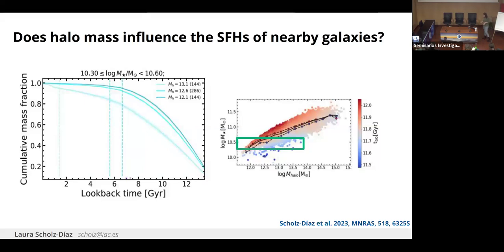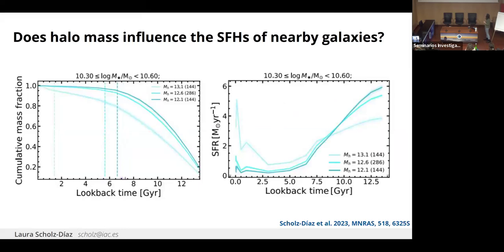And this is in very good agreement, so I'm pointing at this again with the stellar to halo mass relation. So you see how galaxies over here, at fixed stellar mass and in more massive halos, also have more extended star formation histories. And these galaxies that are older have formed the bulk of the stars earlier on and over shorter timescales. So when we look now at the star formation rate as a function of lookback time, it's another way to look into the growth over cosmic time.